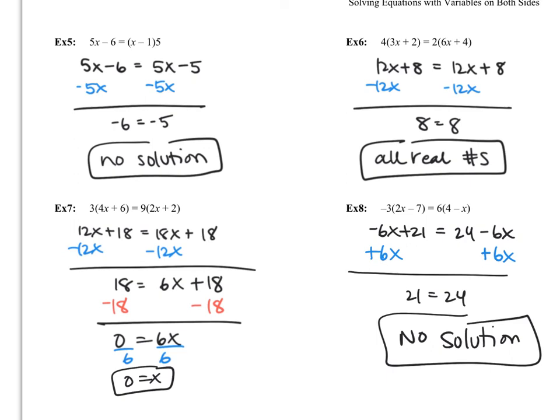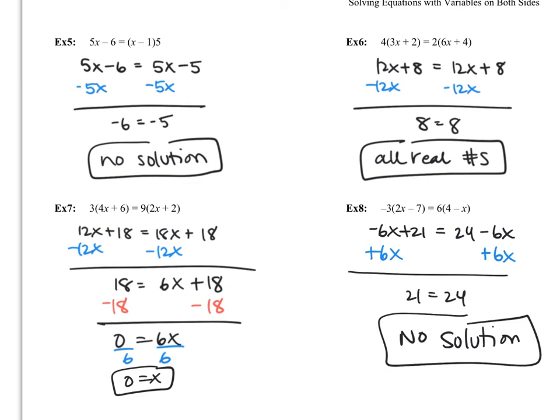On example 6, I started by distributing to get 12x plus 8 equals 12x plus 8. I then got my variable terms together by subtracting 12x, leaving 8 equals 8, and since these two numbers are the same and the variable is gone, that's going to mean all real numbers, which means x can be anything.